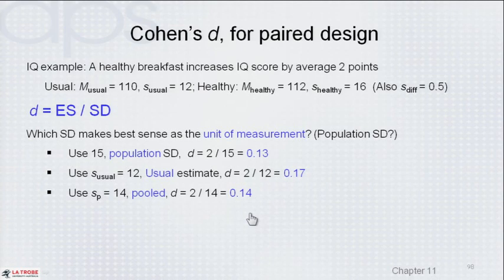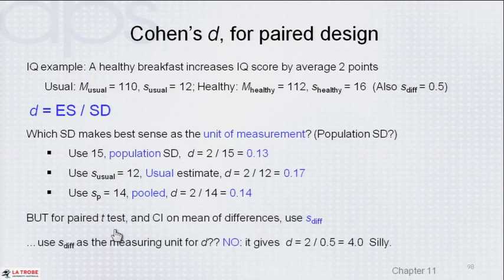But consider there's another more drastic option here. For the paired t-test, or the confidence interval on the mean of the differences, we actually use the standard deviation of the differences as our critical thing. That's why we got a very short confidence interval on the difference. We'd have a beautifully short confidence interval on the difference in this design because this standard deviation is so small. Should we use that as the unit for D? But in fact, no, it doesn't make sense at all.